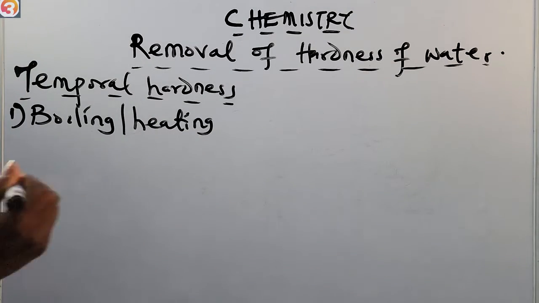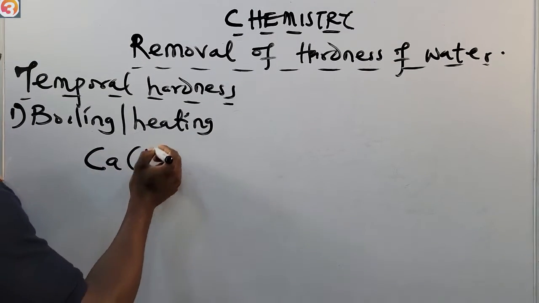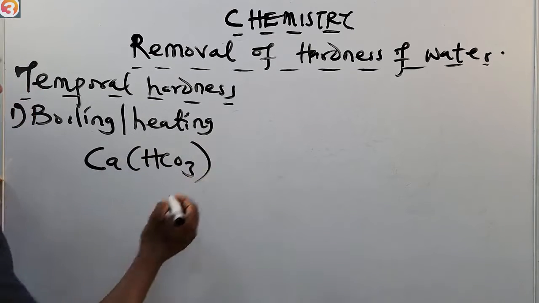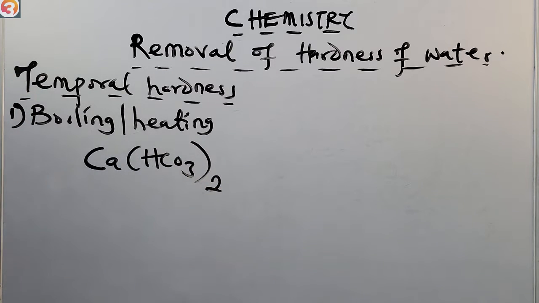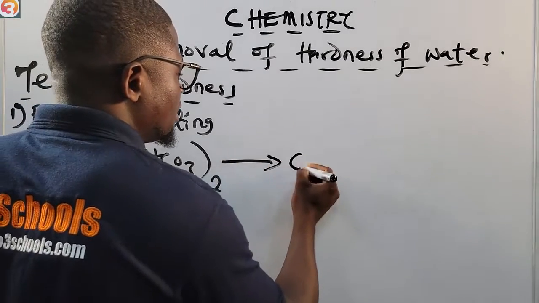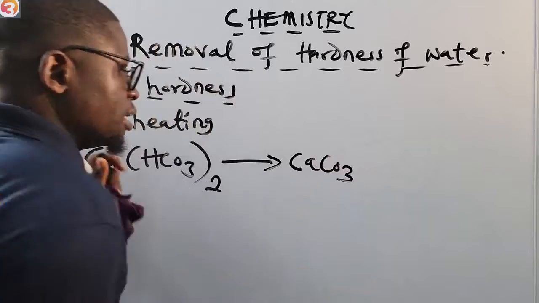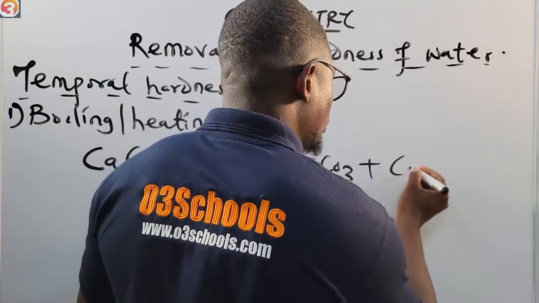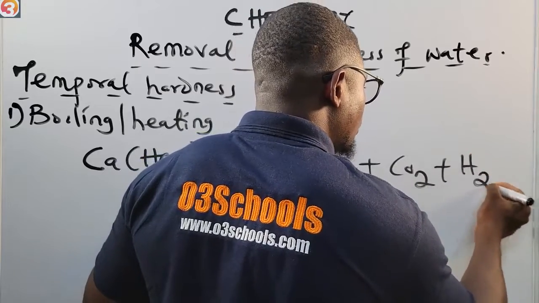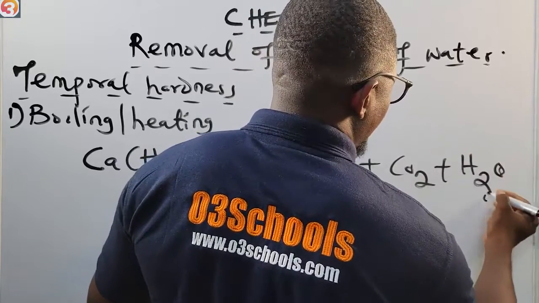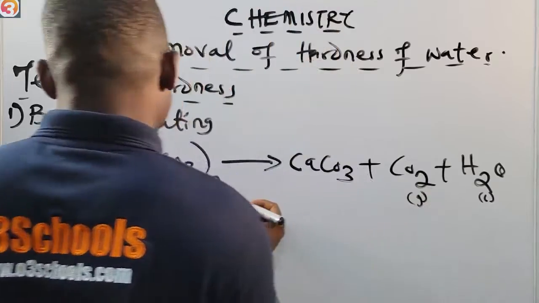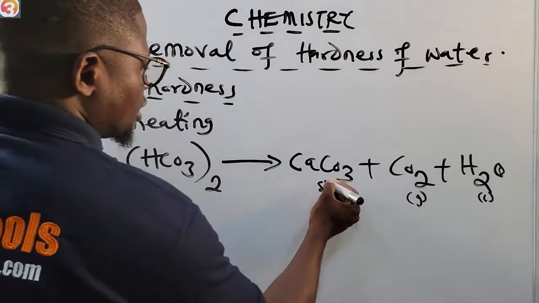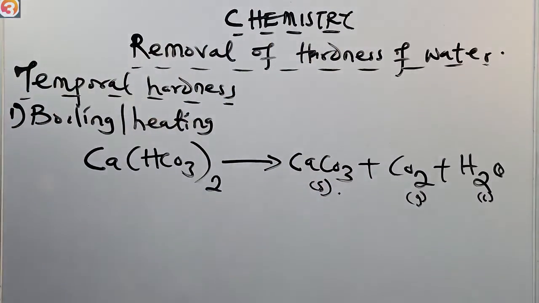The reaction will be: Ca(HCO3)2 is being heated, and as it's being heated, it will decompose to give us CaCO3, plus CO2, plus H2O. The H2O is a liquid, the CO2 is a gas, and the CaCO3 is a solid. So it will be broken down to give us what?